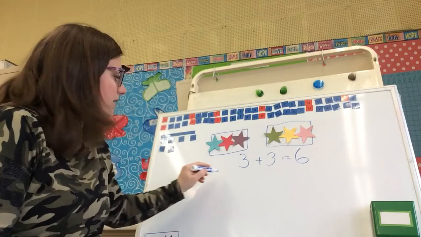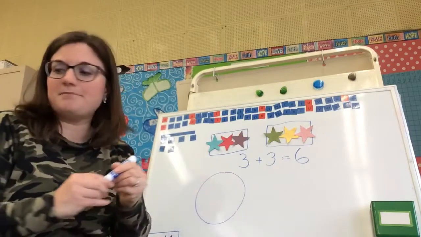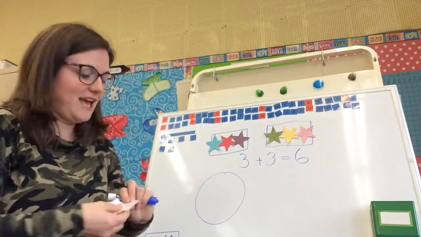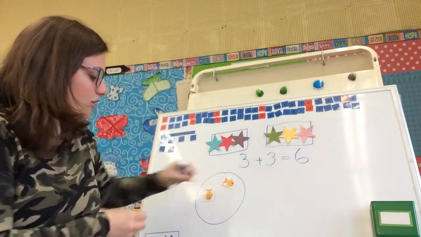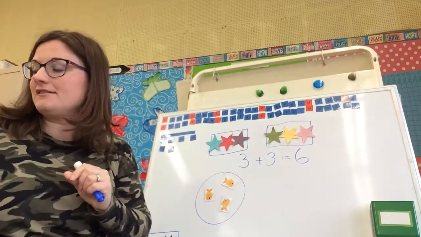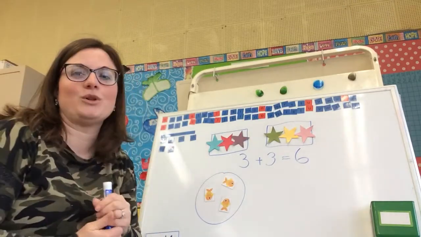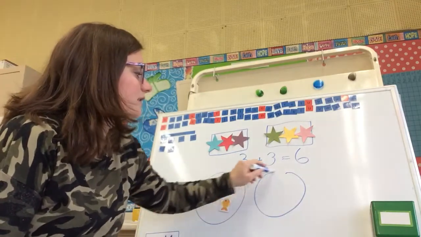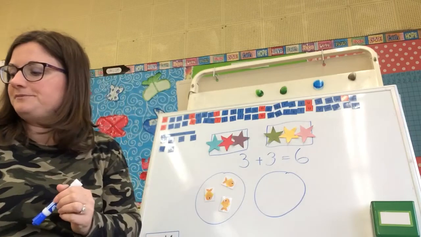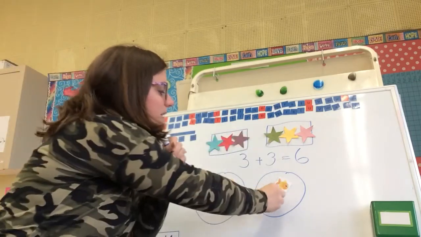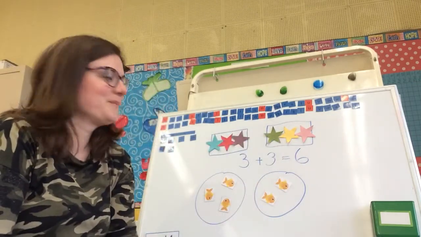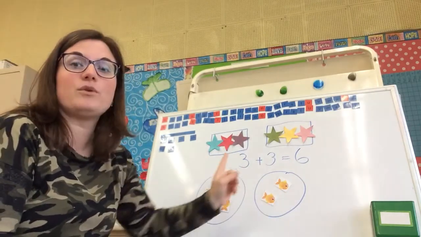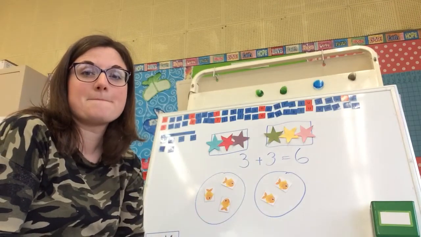Now I'm going to have another group down here with some mice, or no, goldfish, sorry. I thought I was going to do mice, but I have some goldfish. Okay? Pretend this is a fish bowl. How many goldfish are in my fish bowl here? I have 3, and I'm going to draw another goldfish bowl. Can you tell me how many goldfish are in this bowl?